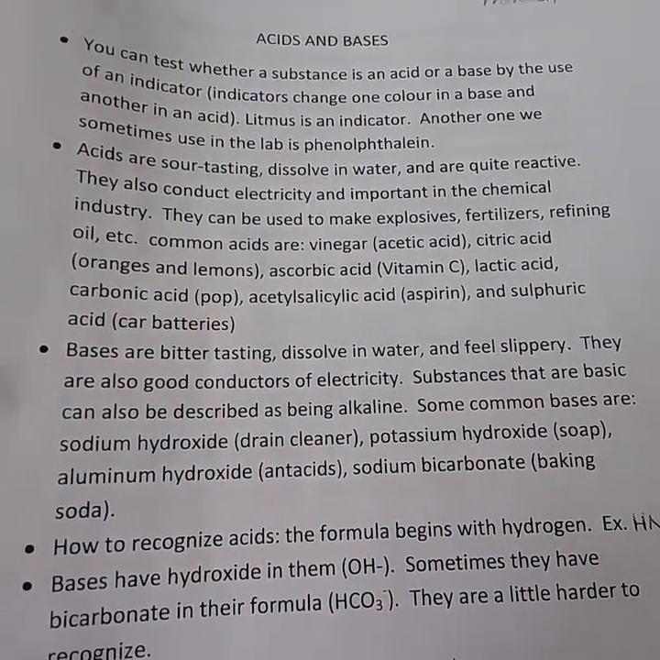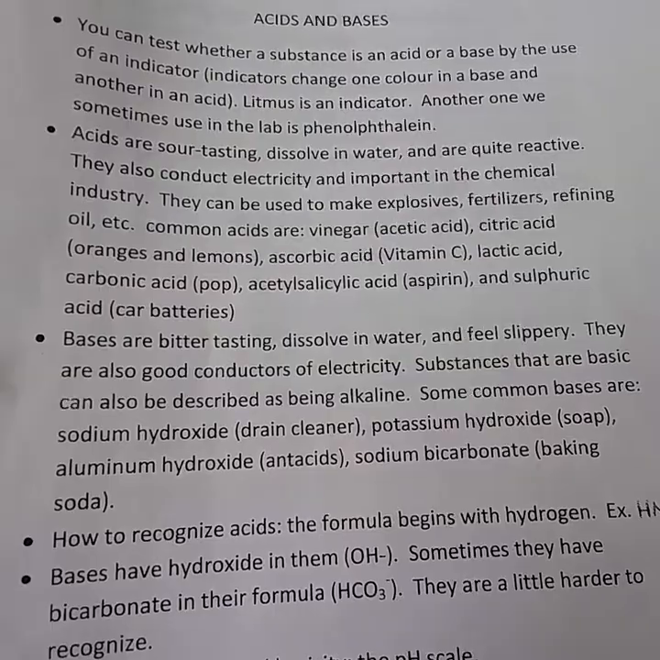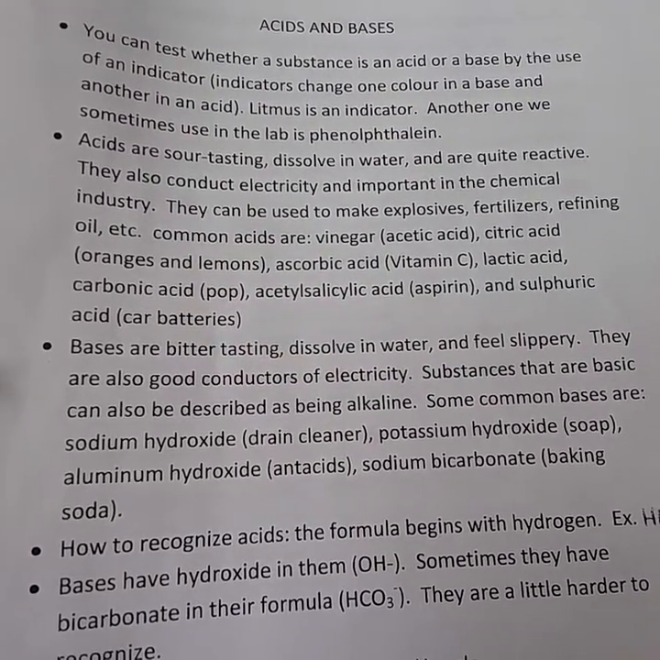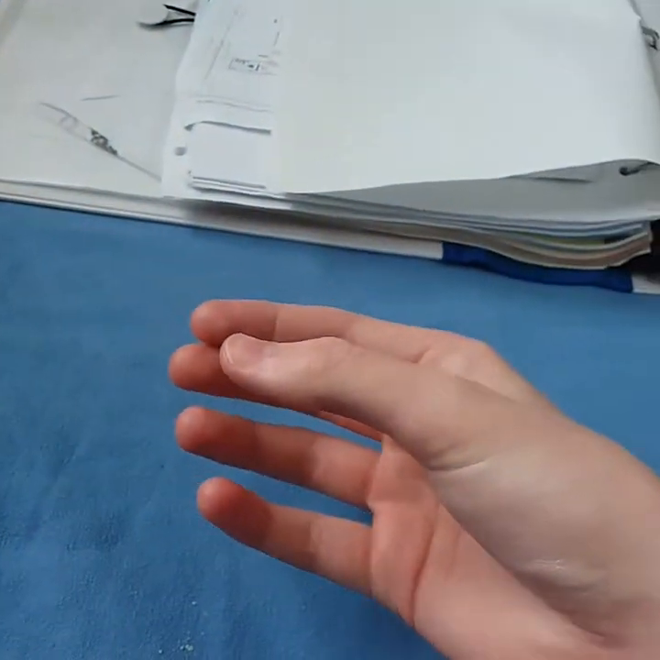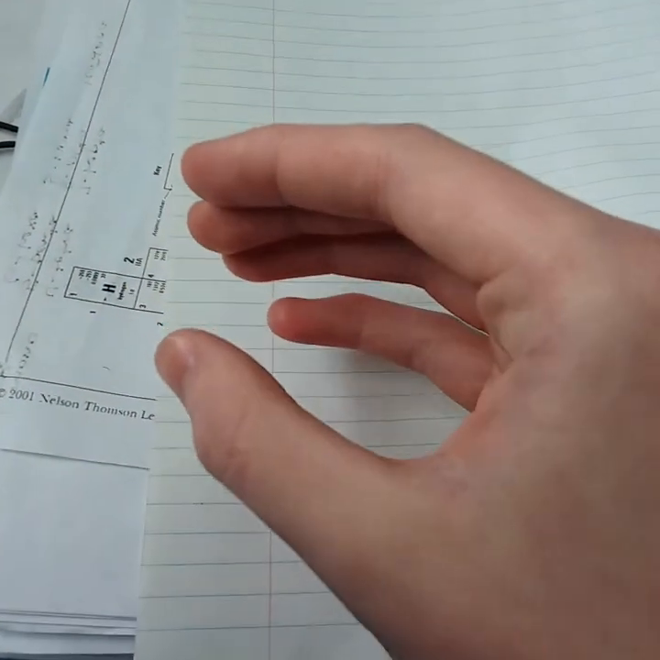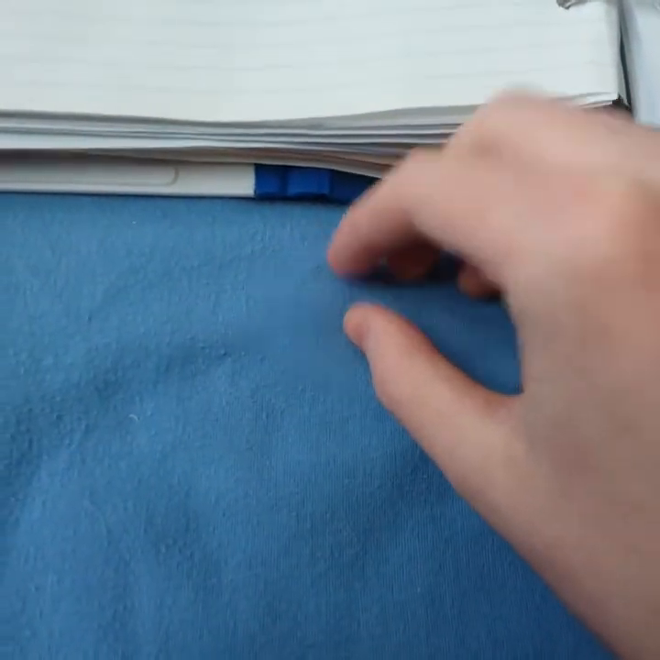Chapter 1, acids and bases. You can test whether a substance is an acid or a base by the use of an indicator. Indicators change one color in a base and another in an acid. Litmus is an indicator. Litmus is like two little paper things, a tiny strip, about a quarter of a checkered square. Some have blue, and there's an R with red. You put it in a base and it turns.